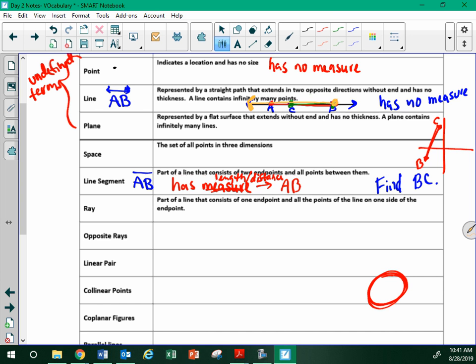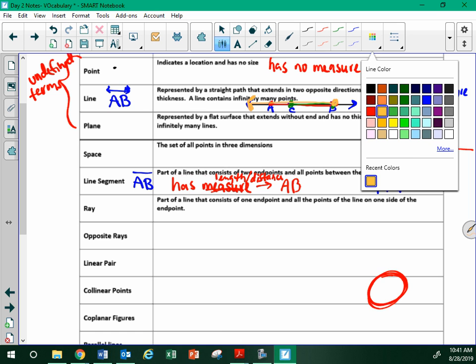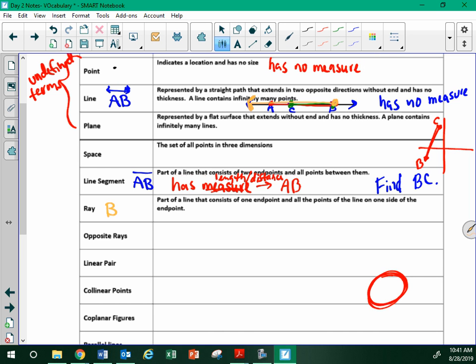What is my endpoint? What letter represents my endpoint? Good, B. So I'm going to start off with the letter B. And then the next letter that we label is what direction it's heading in. Now here, we actually have two letters we could choose from because C and A are both in the same direction. Totally up to you, it would be the same ray. I'm going to just say ray BA. Why not? To indicate it's a ray, we draw a little ray over top.